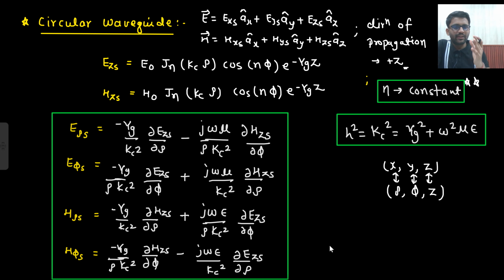It was not possible in our rectangular waveguide as well. It is not possible in our circular waveguide as well, because if Ezs and Hzs are 0, then all the components will be 0 and no propagation will be there.